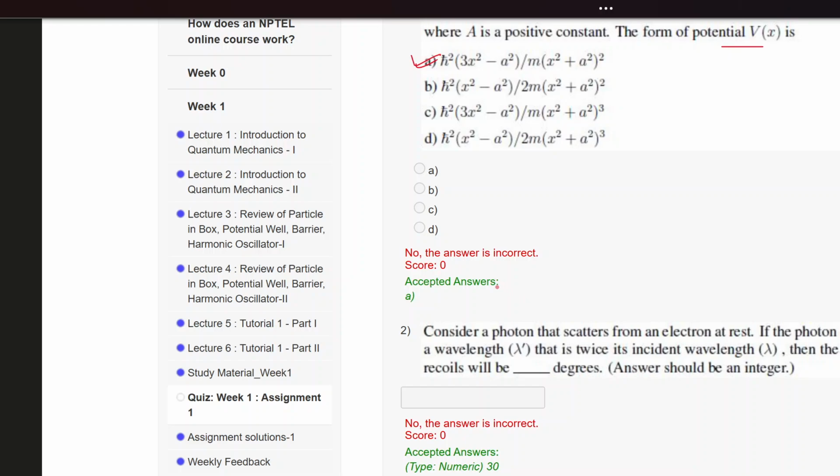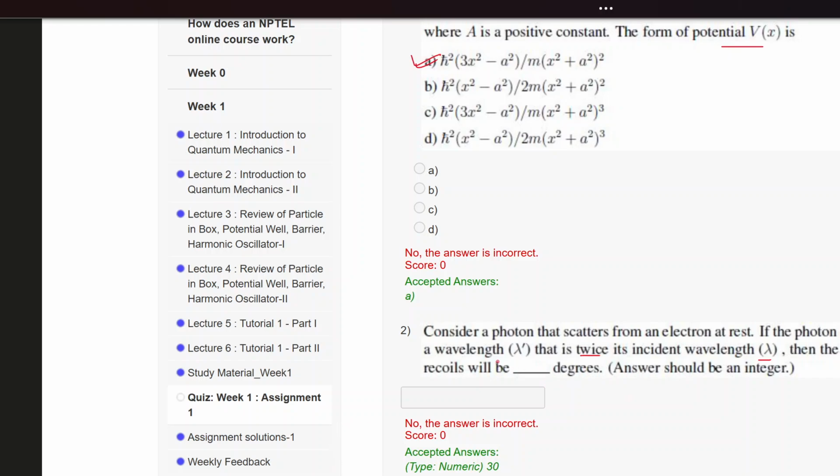Here it's said that consider a photon that scatters from an electron at rest. If the photon scatters at an angle 60 degree with a wavelength lambda prime, that is twice its incident wavelength lambda, then the angle at which the electron recoils will be how many degrees?